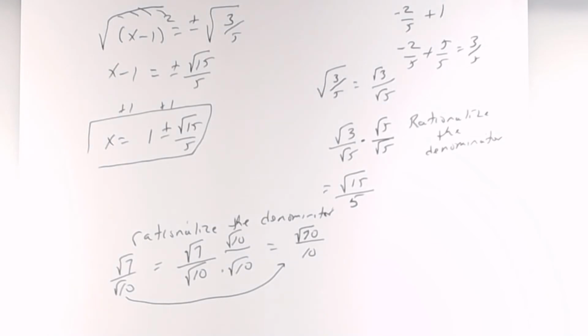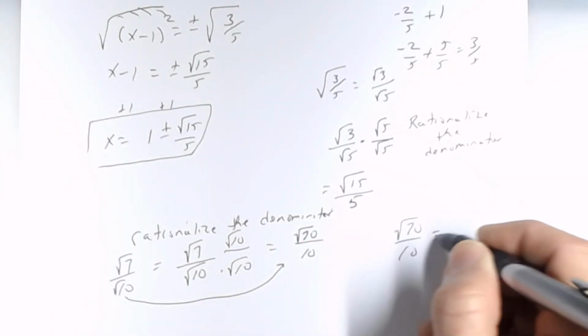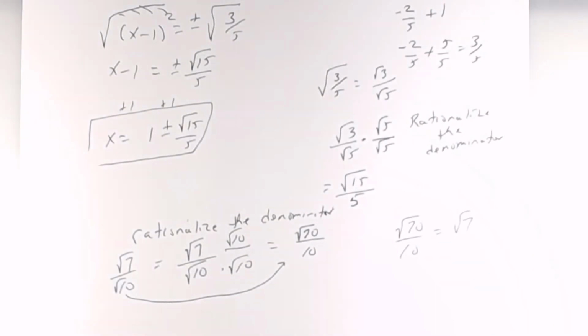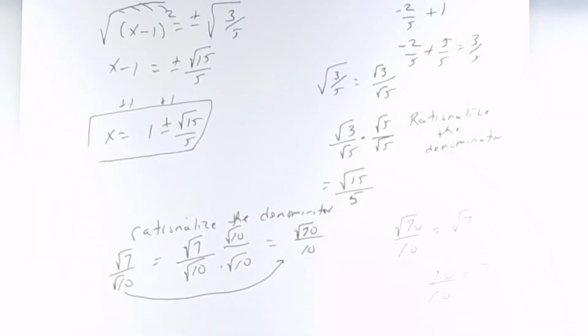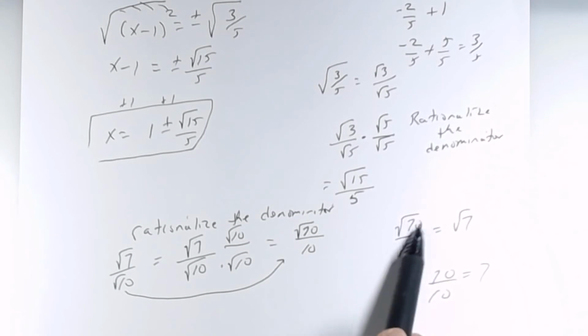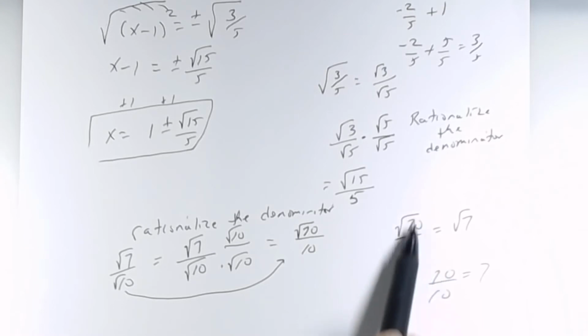Now don't make the mistake and simplify 10 and 70. Don't say the square root of 70 divided by 10 is the square root of 7. That's not true. You can put that in your calculator and see those are not equal to each other. You're trying to remember that if I had 70 divided by 10, that is what? 7. But that's not the square root of 70. The square root of 70 is not the same as 70. So you cannot reduce like this.